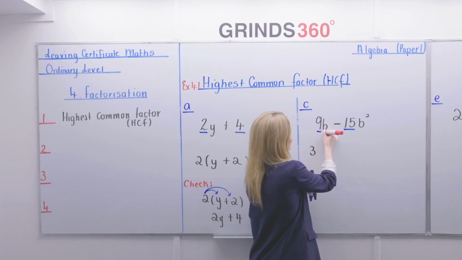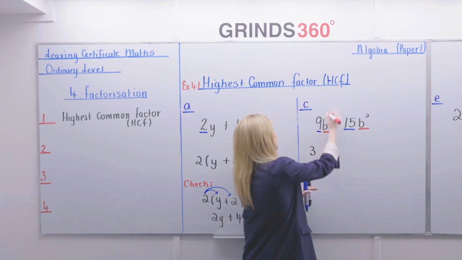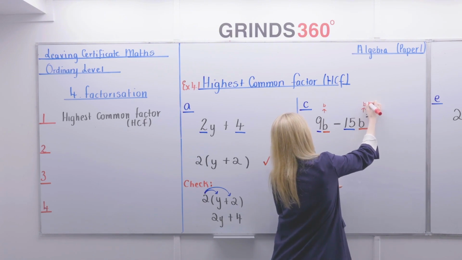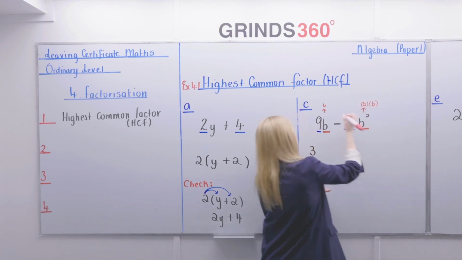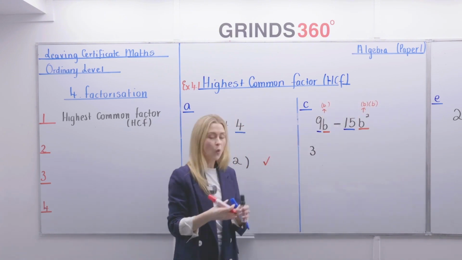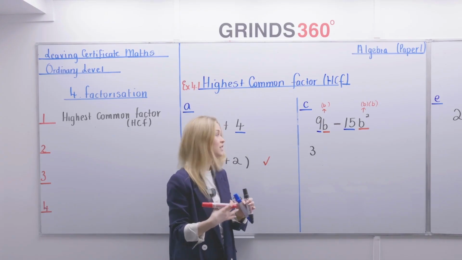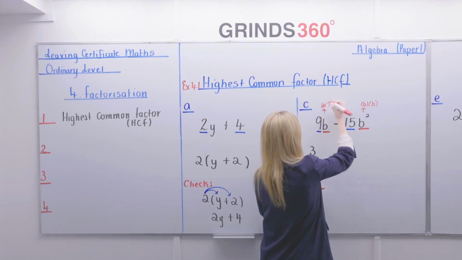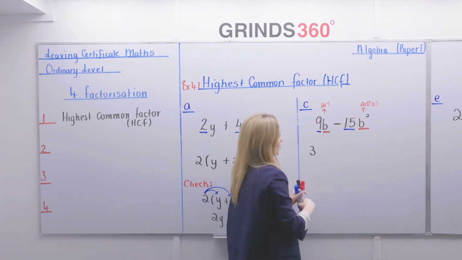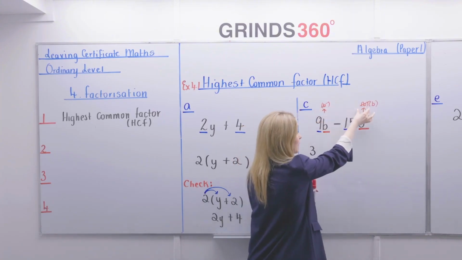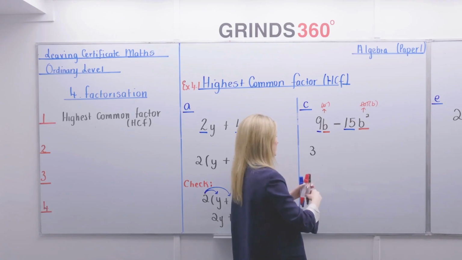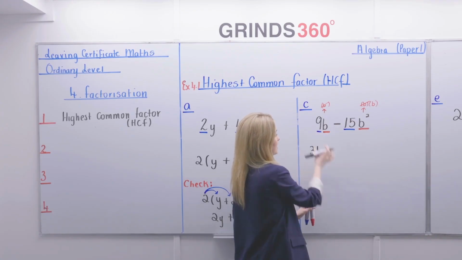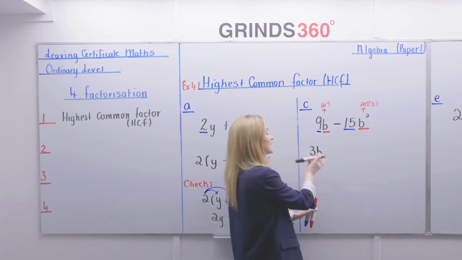Now let's take a look at the variable. Now here we obviously have b, and here we have b squared. Now b squared basically means b times b. We can only pull out or use as a factor to the lowest power. So in this case here you have b to the power 1, and here you have b to the power 1. So we have 1b or b to the power 1 on both sides. So we can pull b out as part of our highest common factor. So my highest common factor of 9b and minus 15b squared is 3b.